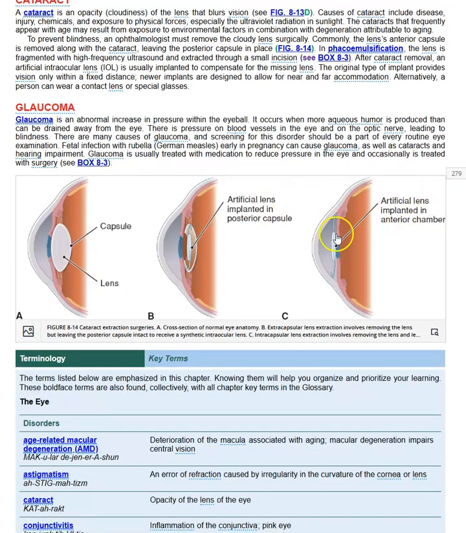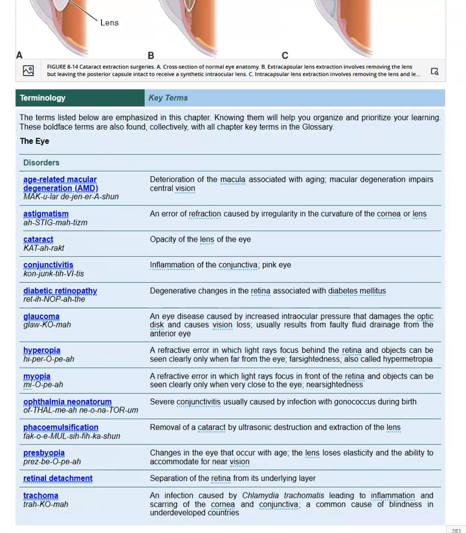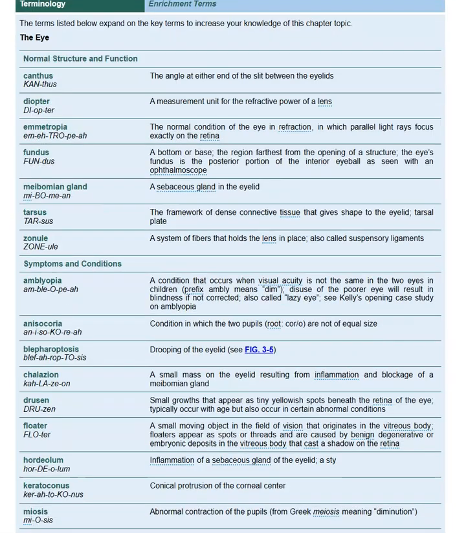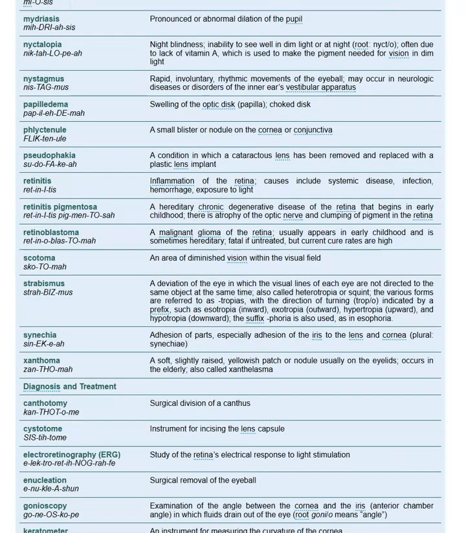Glaucoma is pressure in the eyeball, very different than cataract. Astigmatism, glaucoma, hyperopia, myopia. You can read all about those. Here's more terminology. That's interesting. Fundus is actually, I did not know it was part of the eye. There's actually a fundus inside of a female uterus, too. So that's interesting that our medical terminology can be used for different body organs.